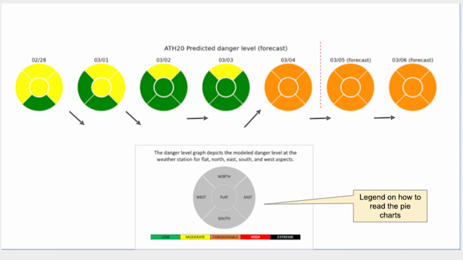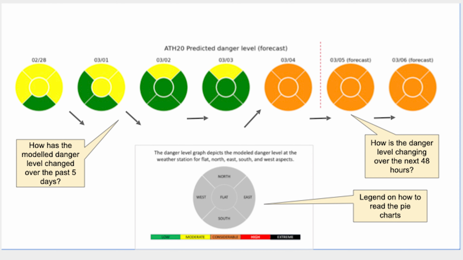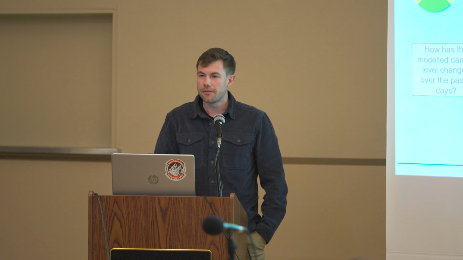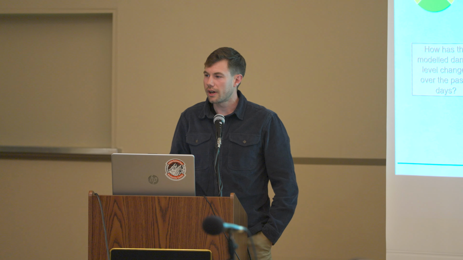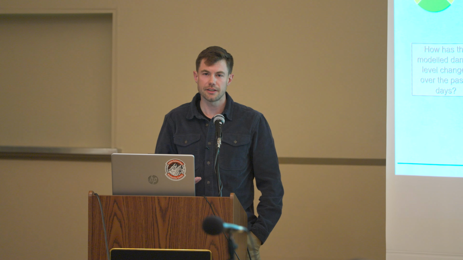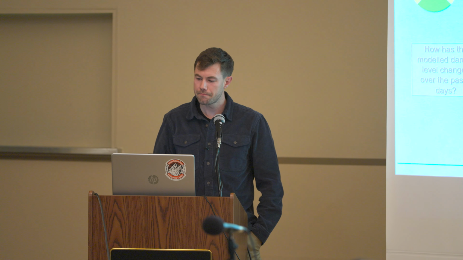And so you can see here that we are able to highlight, over the past 5 days, how has my danger level evolved, and then in the next 4 to 8 hours, how is that danger level changing, and should I keep it the same or should I drop it? So it's just intended to provide this secondary gut check to the forecaster, like, yes, I need to raise the danger, yes, I'm ready to lower it.